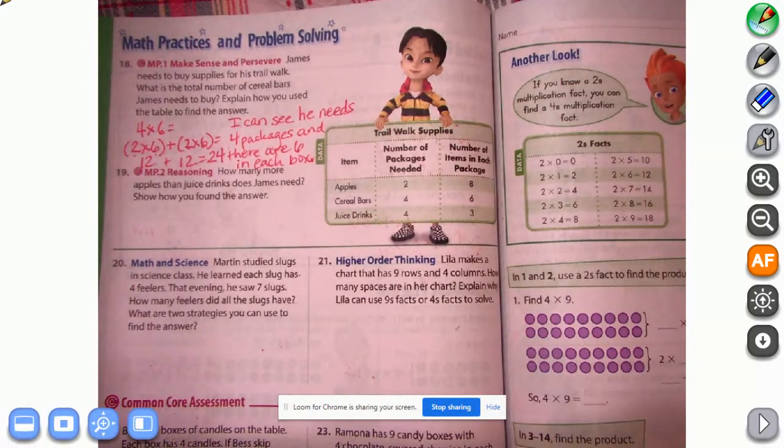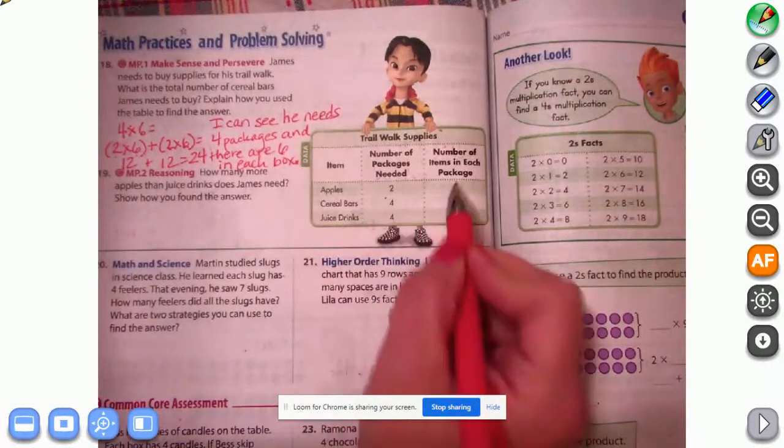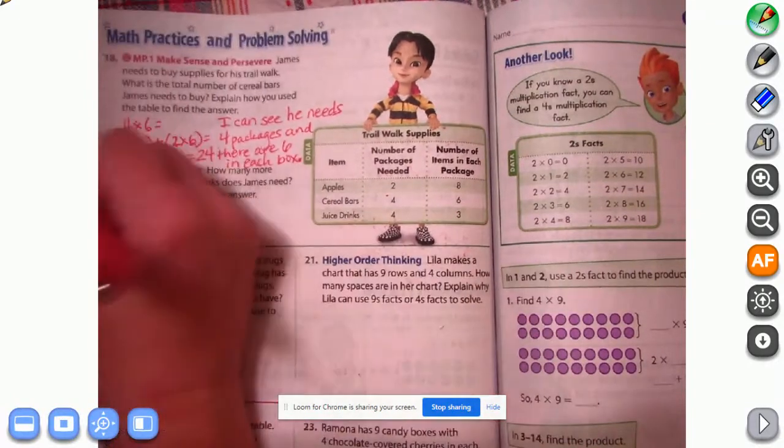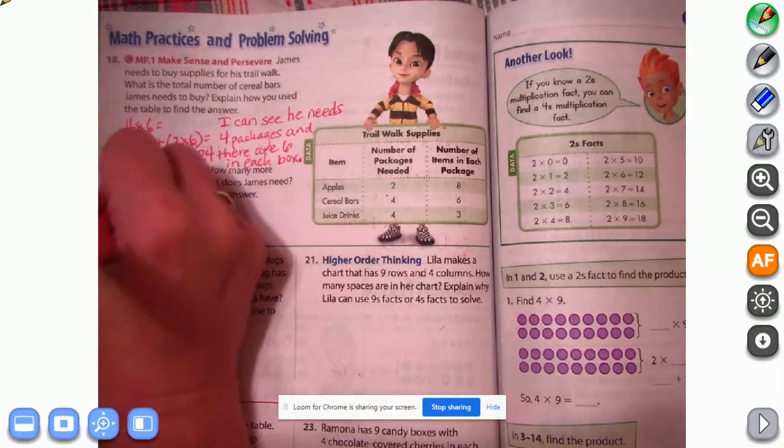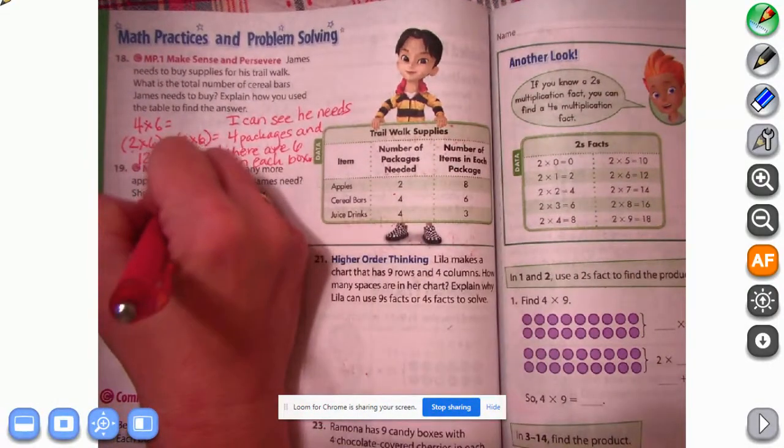All right, it says, how many more apples than juice drinks does James need? Show how you found the answer. Okay, first, what do we need to know? We did this a couple of lessons ago. What do we need to know? We need to know how many apples he has and how many juice drinks he has. So let's go to the apples. He needs 2 packages, and there are 8 in each package. So we have 2 times 8. 8 plus 8 is 16.